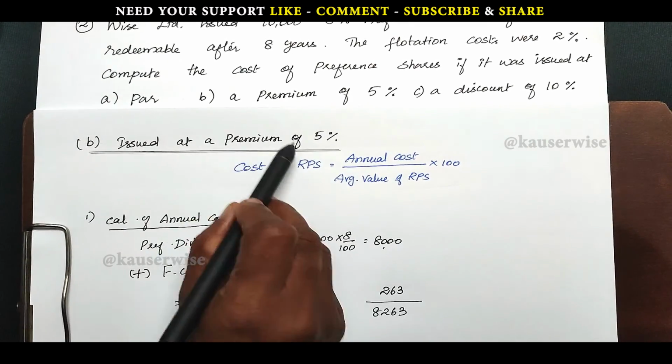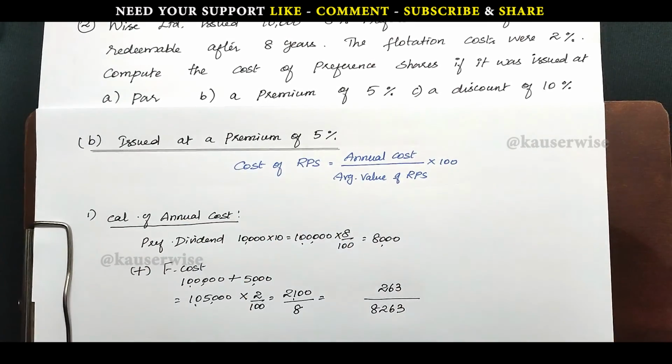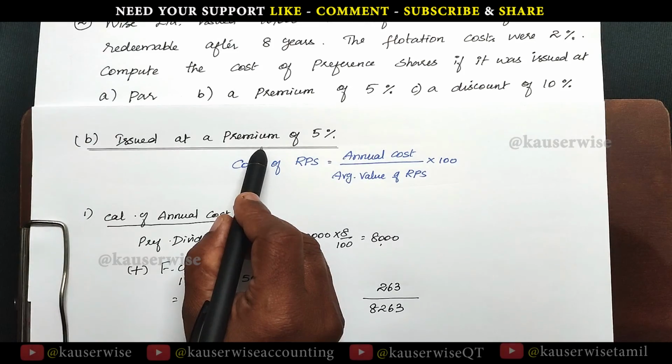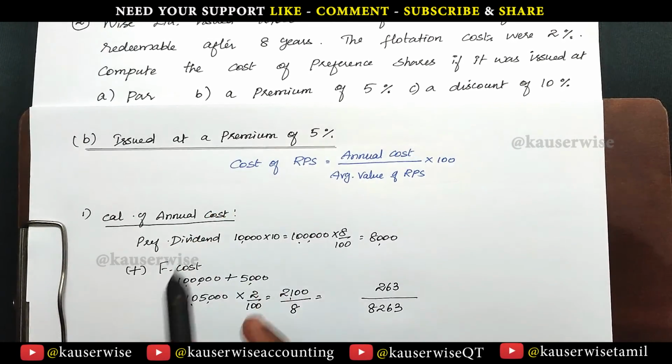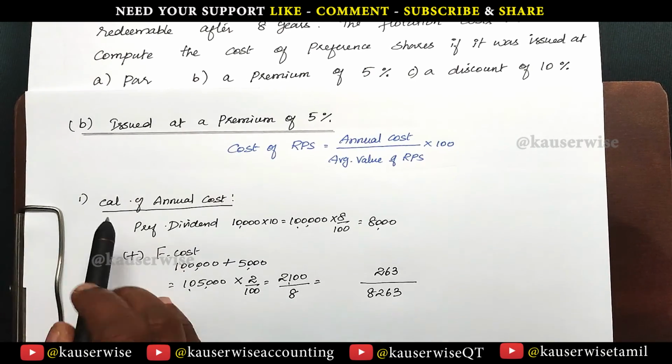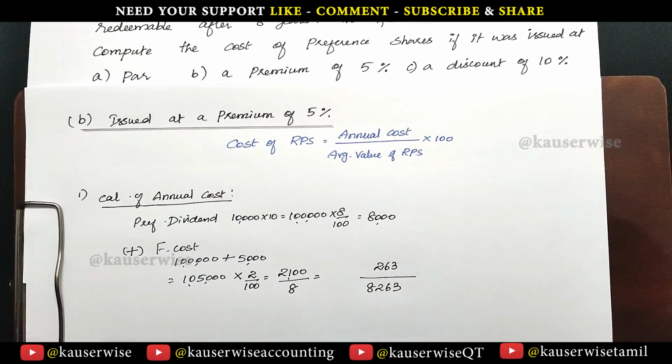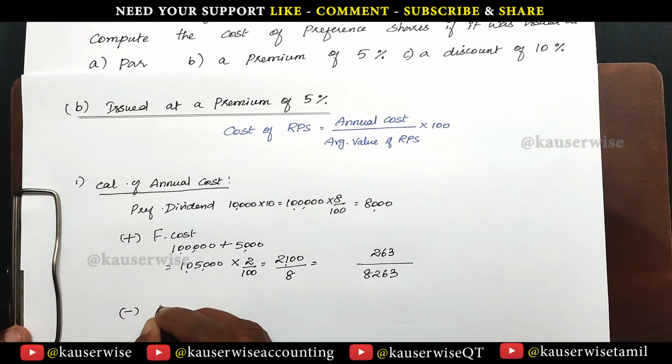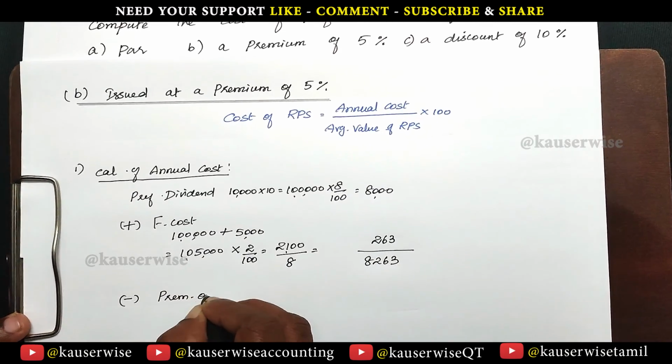And the next one is issue at premium. At premium means the company is going to get an extra amount, so that is a gain for the company. That gain has to be subtracted from the preferential dividend in order to find out the annual cost. Just subtract premium on issue.